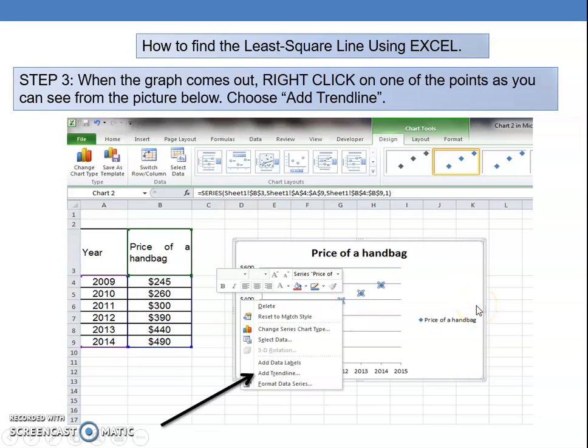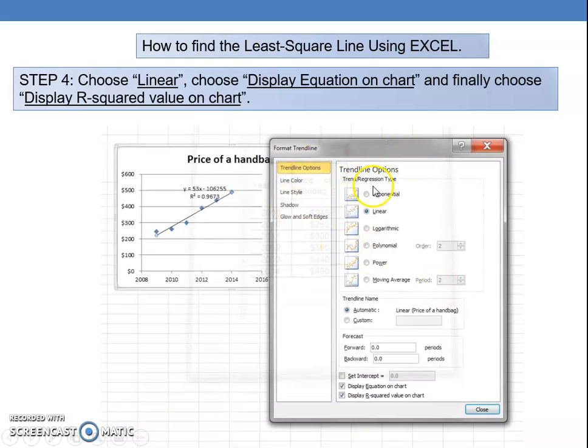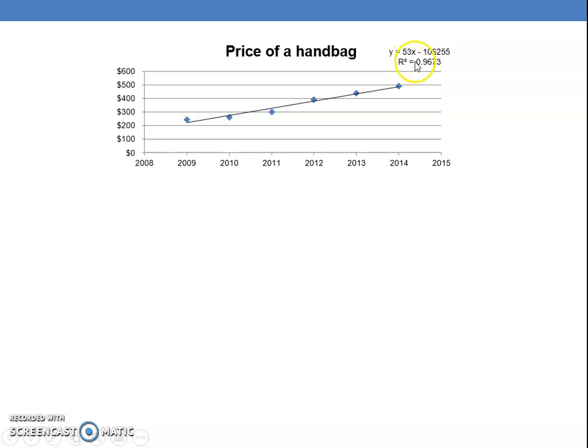After you click Add Trendline, you would choose Linear. So these will be your options. Since we're doing linear regression, this is what you're going to click. You would also want to choose to display the equation on chart because you would want to know what the equation is. And you will also display your R-squared. I will explain later on what R-squared means. So you would want to display these two values. And once you're done, your graph will come out like so. So you have your equation and you have your R-squared right here.